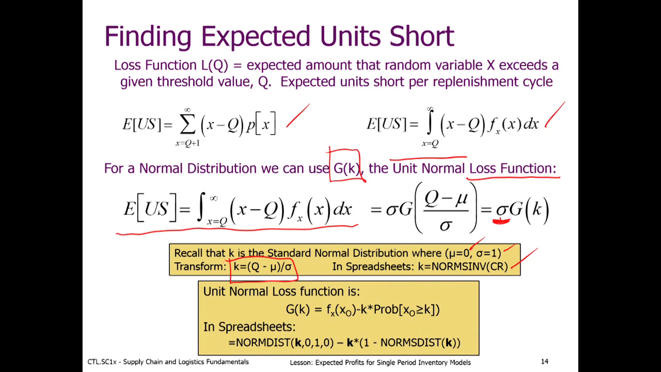Now the unit normal loss function seems complicated, and it's always a little confusing for students when they first start using it. What it turns out to be, though, you can look at this G sub k, and it's really just the probability density function minus k times the cumulative density function. In spreadsheets, I can create this with a simple little expression, whether it's LibreOffice or Excel, so you can plug this into a spreadsheet and always calculate what the G sub k is for a given k. But I can also use the tables.